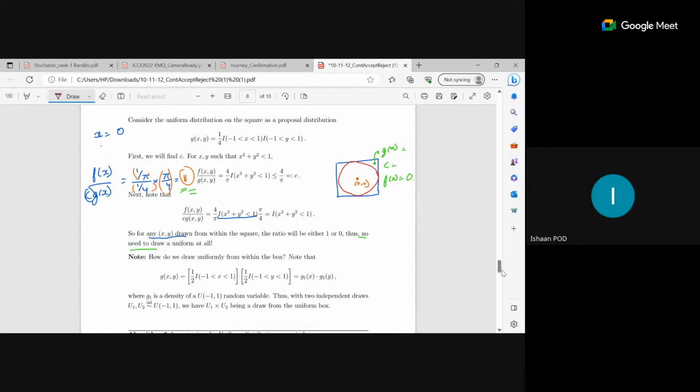Yes, specifically in that case, your f(x) will remain the same. No, f(x) would be zero for the green point, the one outside the circle, this one.